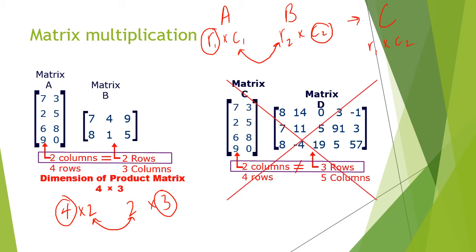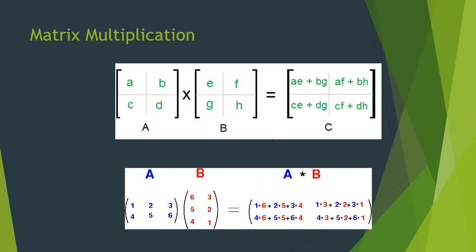Now, if you look here at matrix C and matrix D, matrix C is a 4 by 2 matrix, and matrix D is a 3 by 5 matrix. Sad day. The columns and the rows of matrix C and matrix D are not equal. And because that's not true, then there's no product. So there would be no product between C and D. Okay. Matrix multiplication is row times column plus row times column.